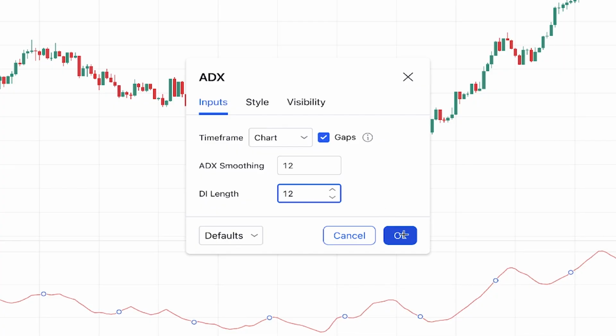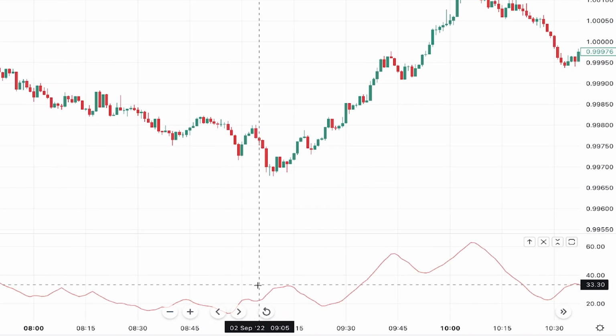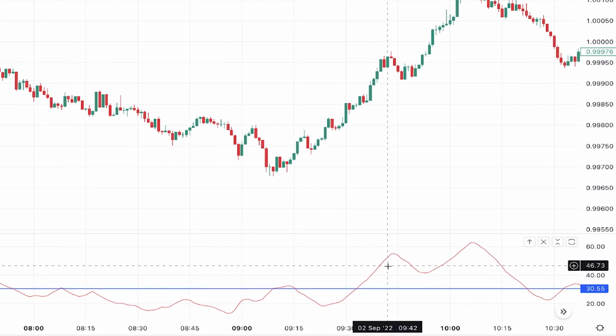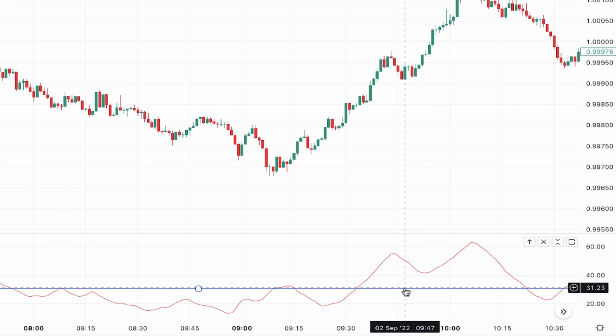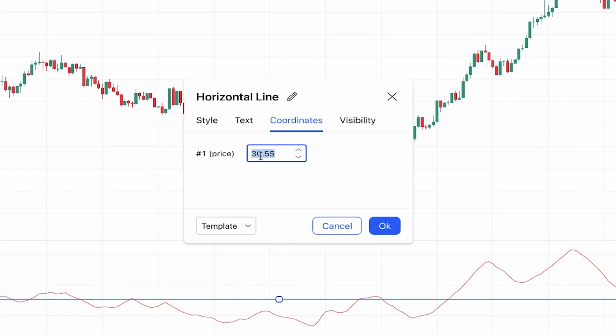We must also add a horizontal line, which we can select from here and set it at 30 level. In case you didn't fix it at 30 or near 30, just click on it and here in the settings, in the coordinates tab, set it at 30.